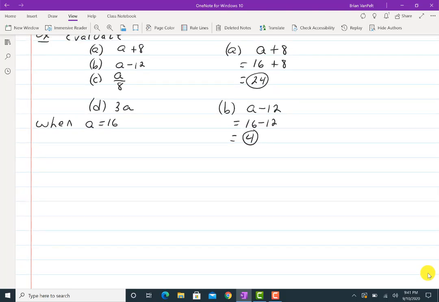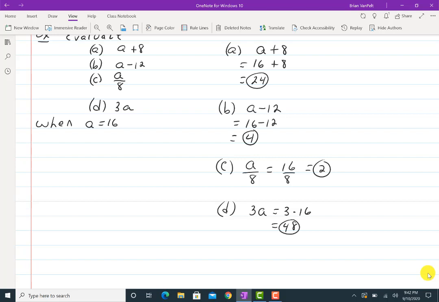For part C, I'm doing A divided by 8. So I'll replace A with 16. 16 over 8 is 2. And then finally, 3A. Whenever you see 3A, that's 3 times A. So that means when I replace A with 16, I'll make this 3 times 16, which equals 48.